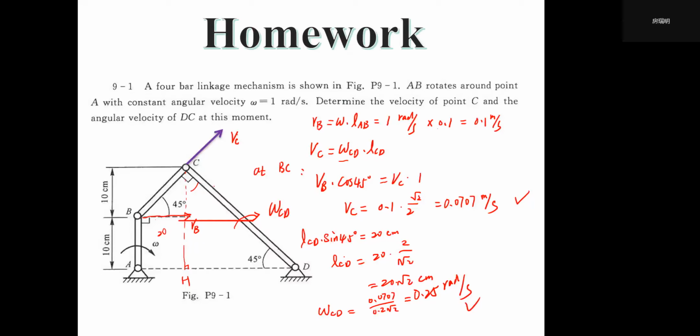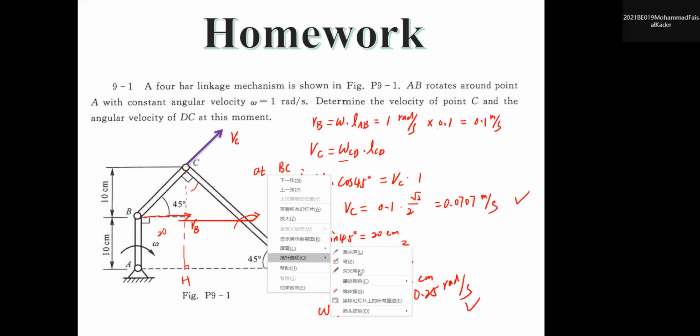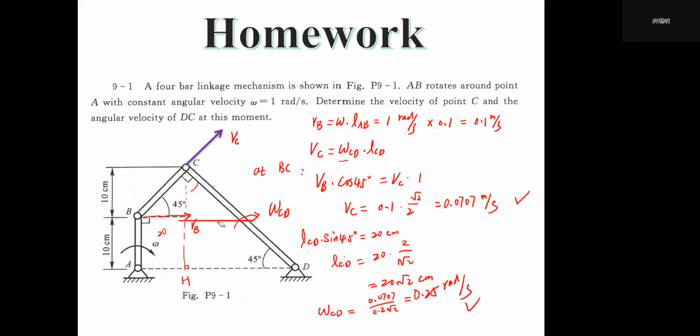Can you again tell this one? VB cos 45 degrees equals VC. I can understand this. Which one you don't understand? You don't know why length of LCD is this, right? No, no, no. This one. VB cos 45 degrees equals VC. You see this equation, right? Yeah, yeah.